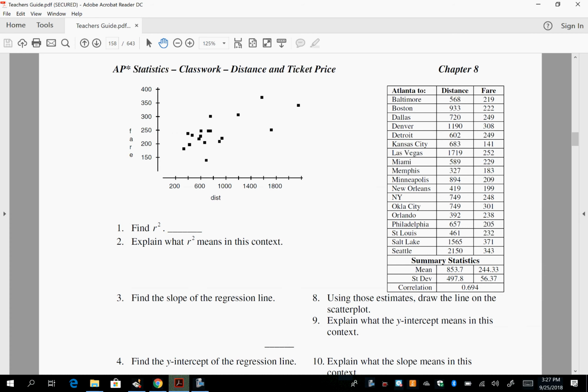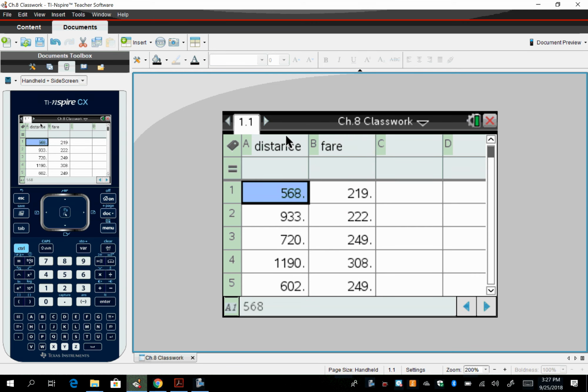So what's the first thing I want to do when I'm looking at my data? Well, after I type it in, thank you for that. What's the first thing I want to do? Do the scatter plot. Before I make a scatter plot, what should I decide? What's your X and what's your Y? What's your explanatory and what's your response? So do you think that the distance from Atlanta to these cities explains how much it would cost to go there? Or do you think how much it costs explains how far away the cities are?